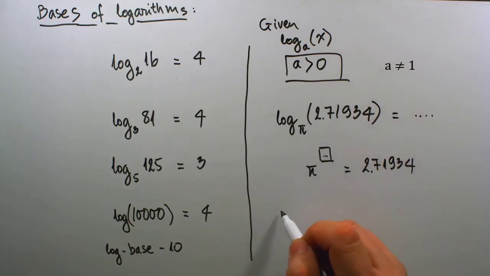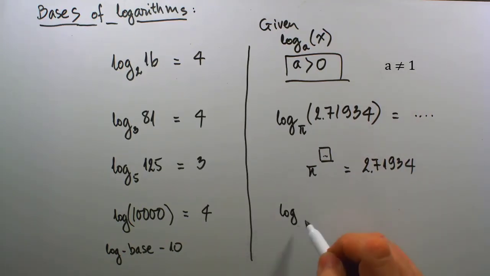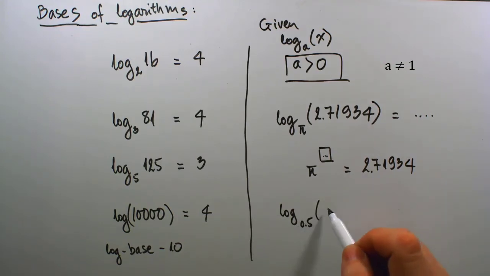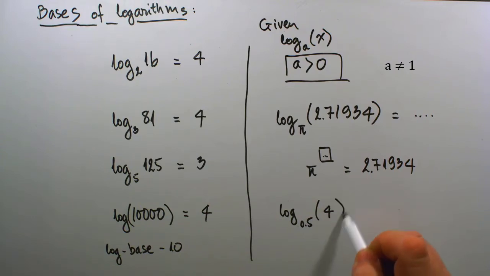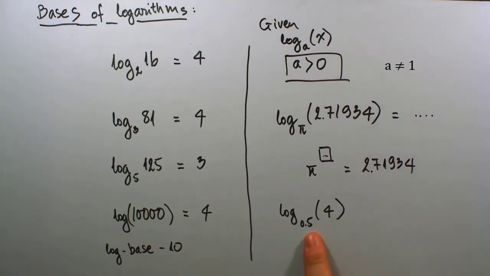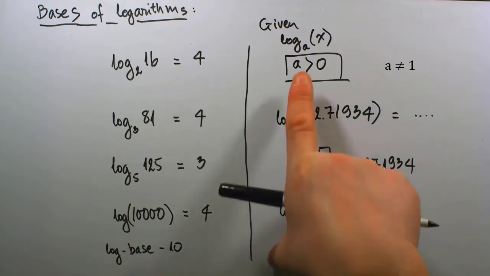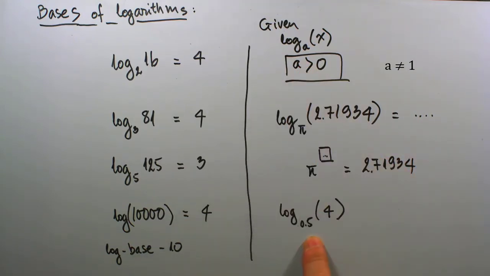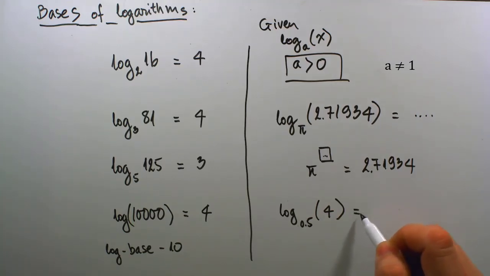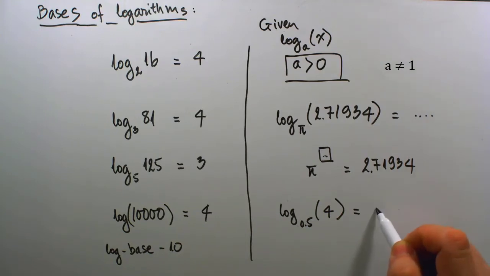Or we can find log base 0.5 of 4. The base here is still completely legal because it's a positive value, and also a value less than 1. Now, as I'm teaching this, I am more experienced, and so I can tell that the answer to this is -2.